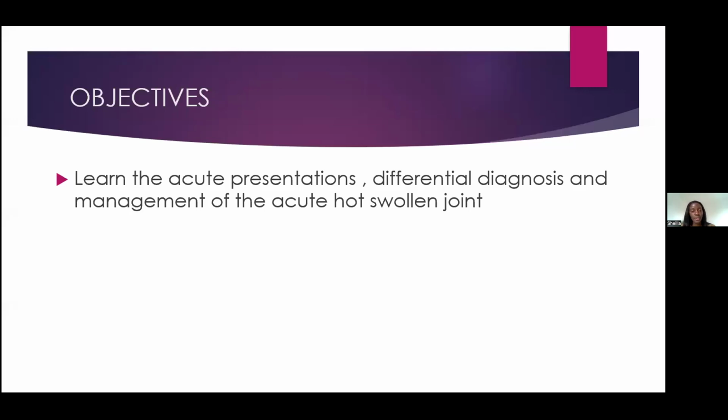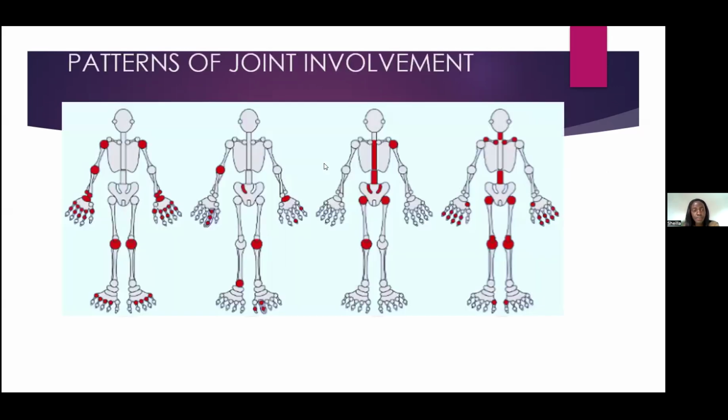So the objectives of the talk today will be to learn about the acute hot joint and the presentations, differential diagnosis, and how to manage an acutely hot swollen joint. I presume most of you now at F2 level know what to do, but I think it's always important to go over things from a rheumatology perspective, so that certain things don't get missed in patients who present with this to the accident and emergency department.